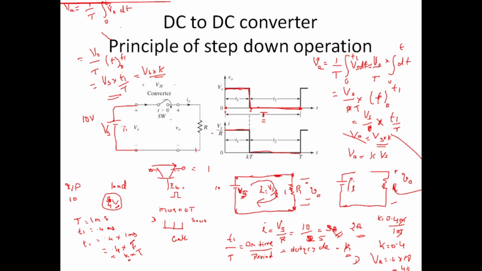One by one we learn: the average value of the load voltage is K into Vs. We have studied how to derive it, what the duty cycle is, everything. Then next, here you can see, we'll calculate the RMS value for this voltage.